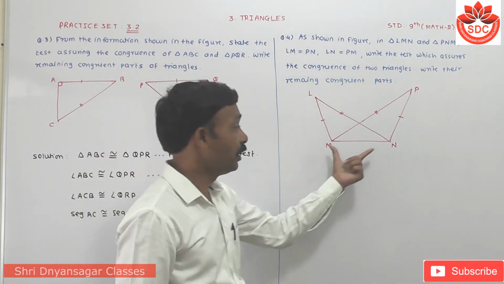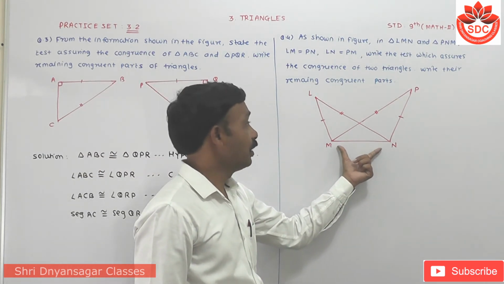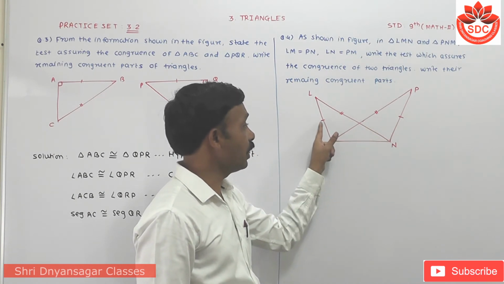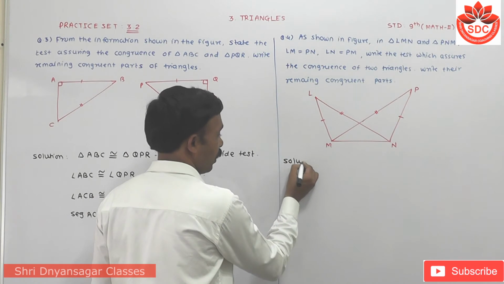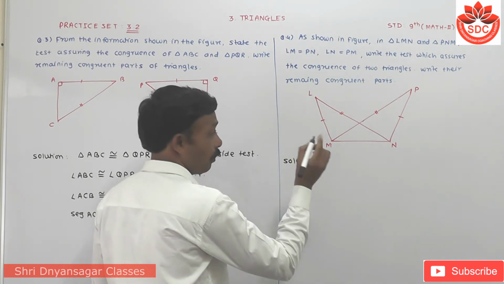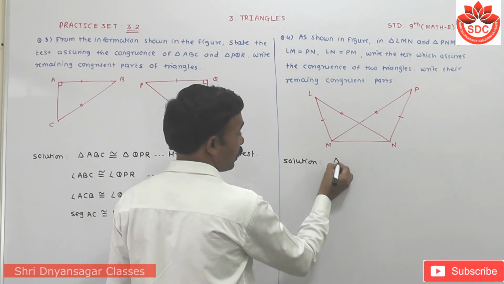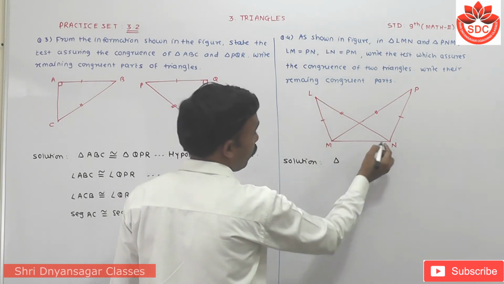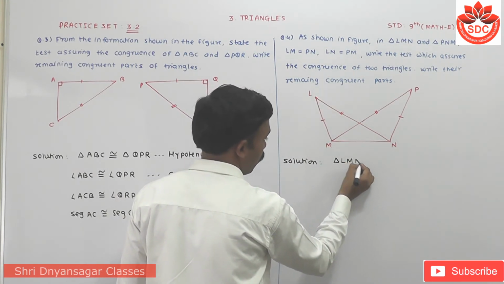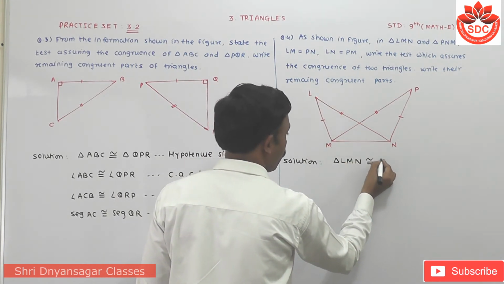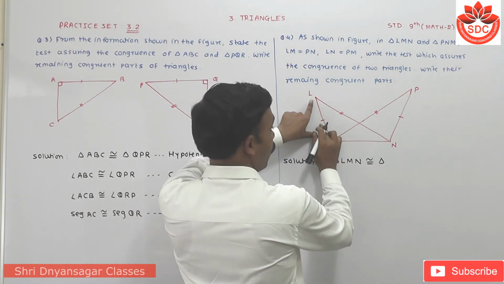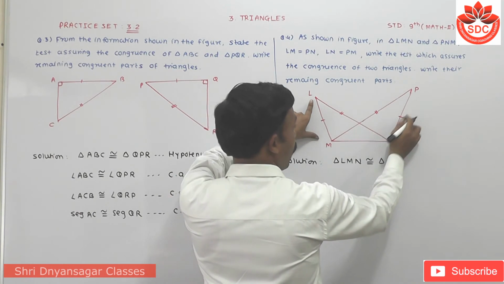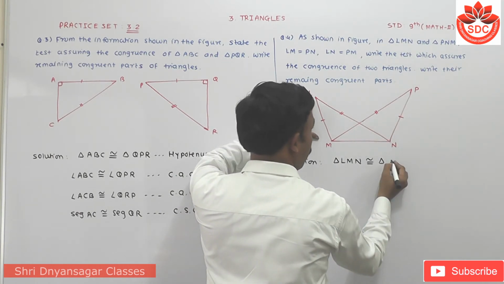Look carefully, student. This is the common side. So these two triangles are congruent by using the SSS test. Its solution I have to write here by using the proper vertices. Name of the triangle is triangle LMN is congruent with triangle. Look carefully. Which triangle? LM is identical, marked by one mark. So I will start from PN.